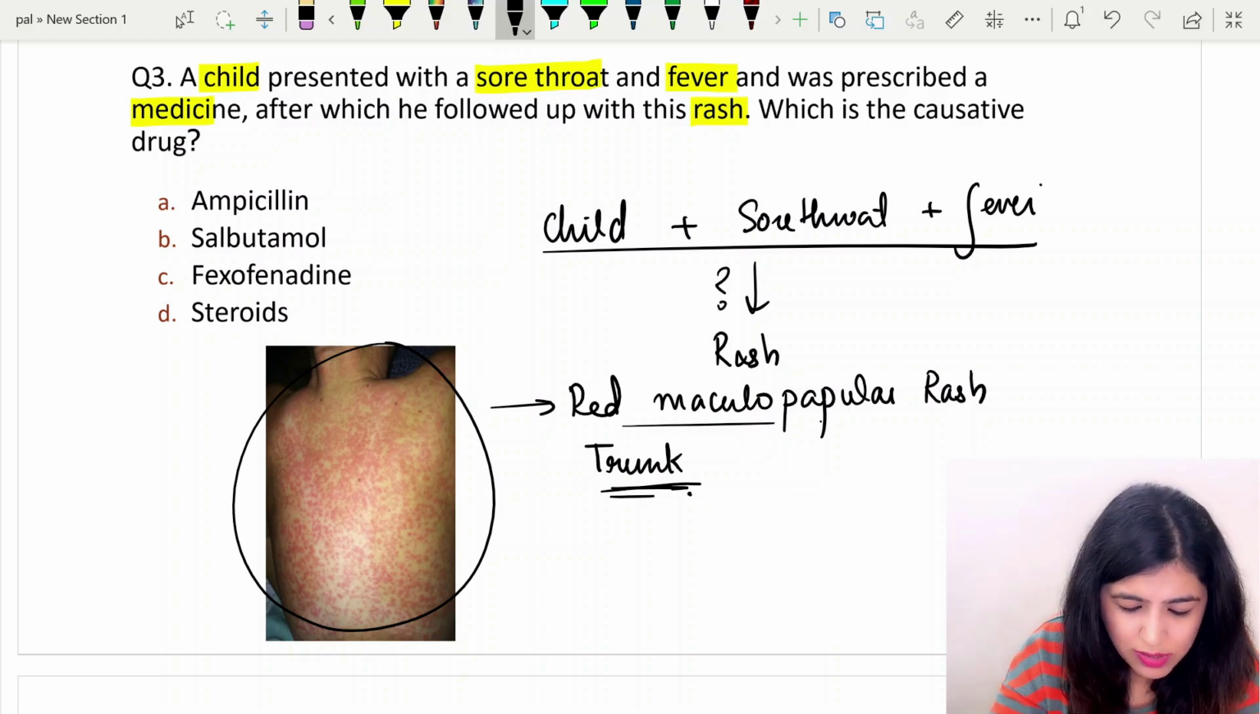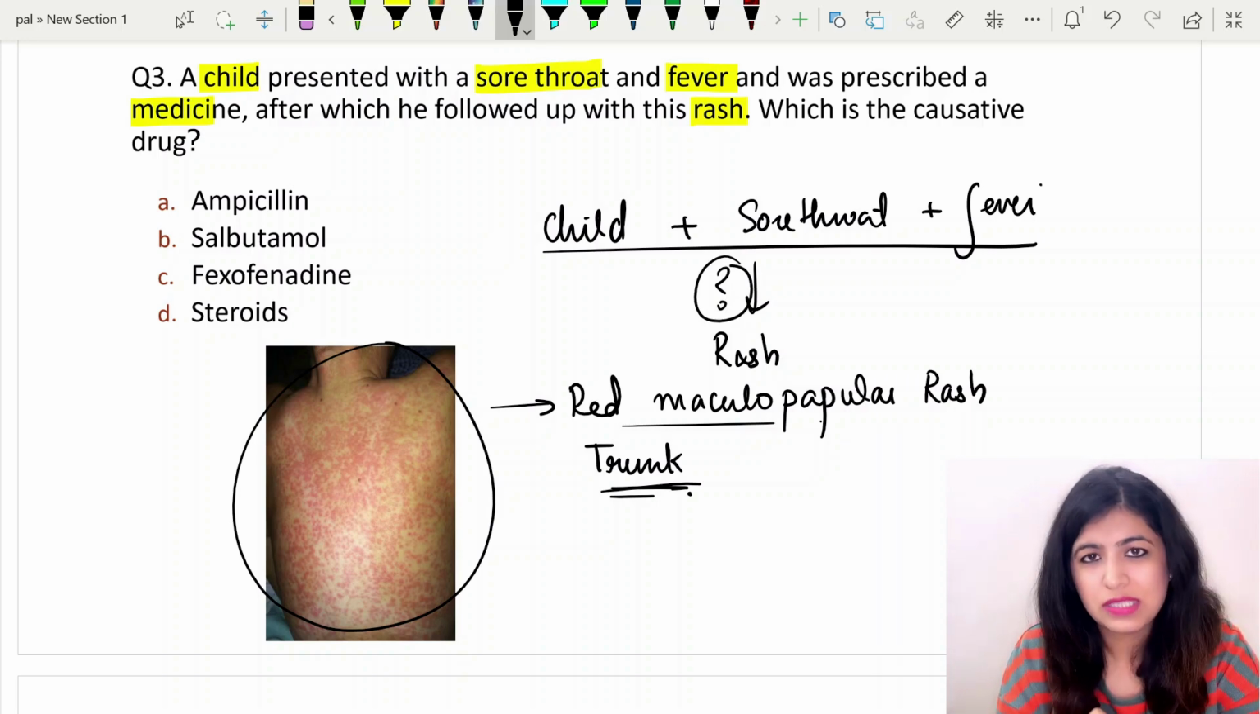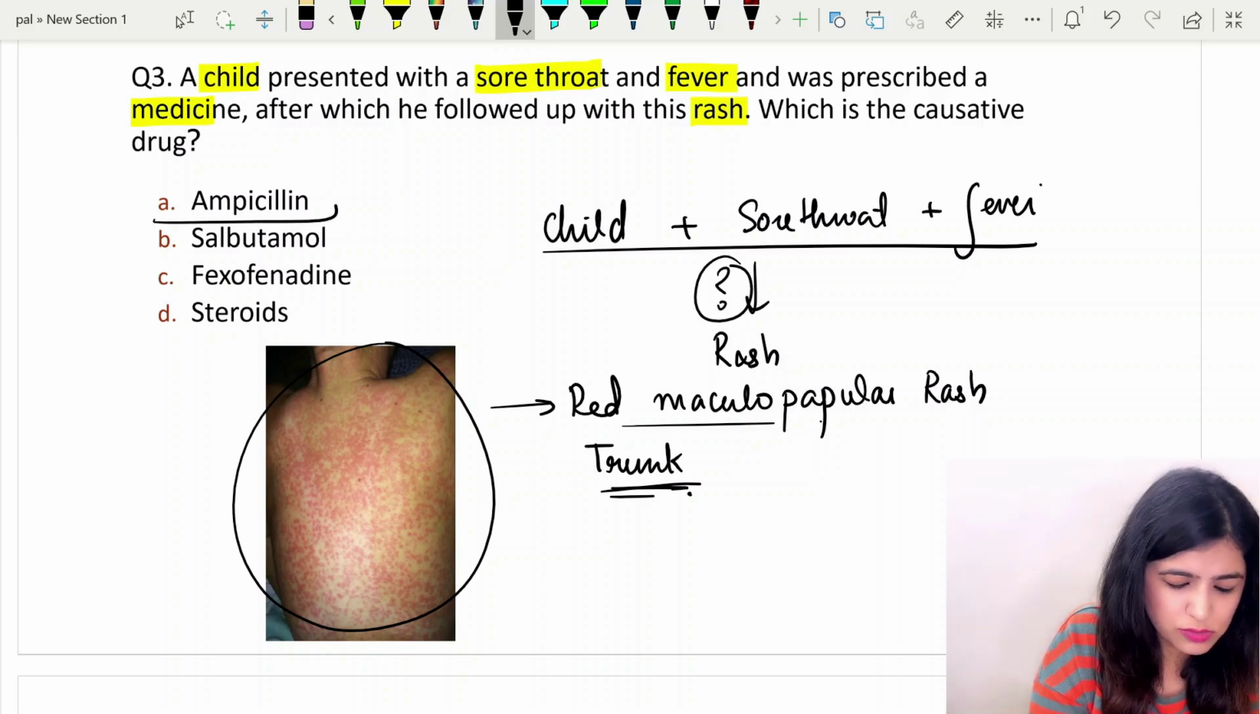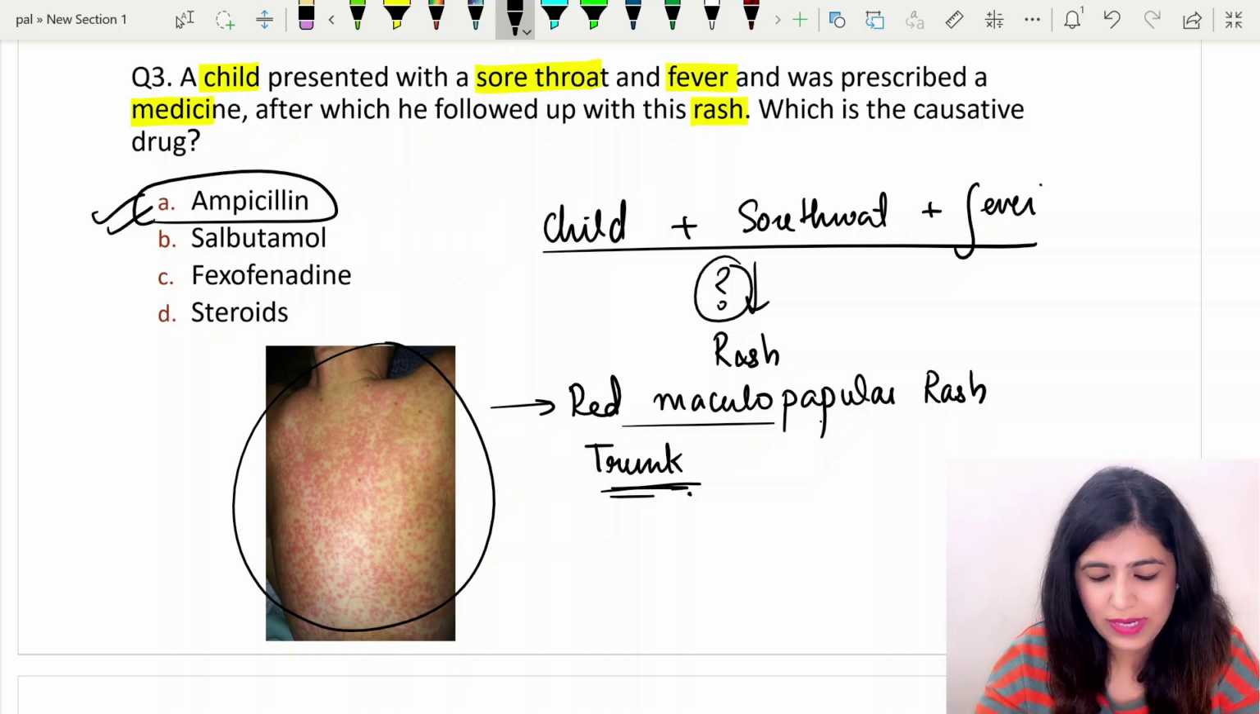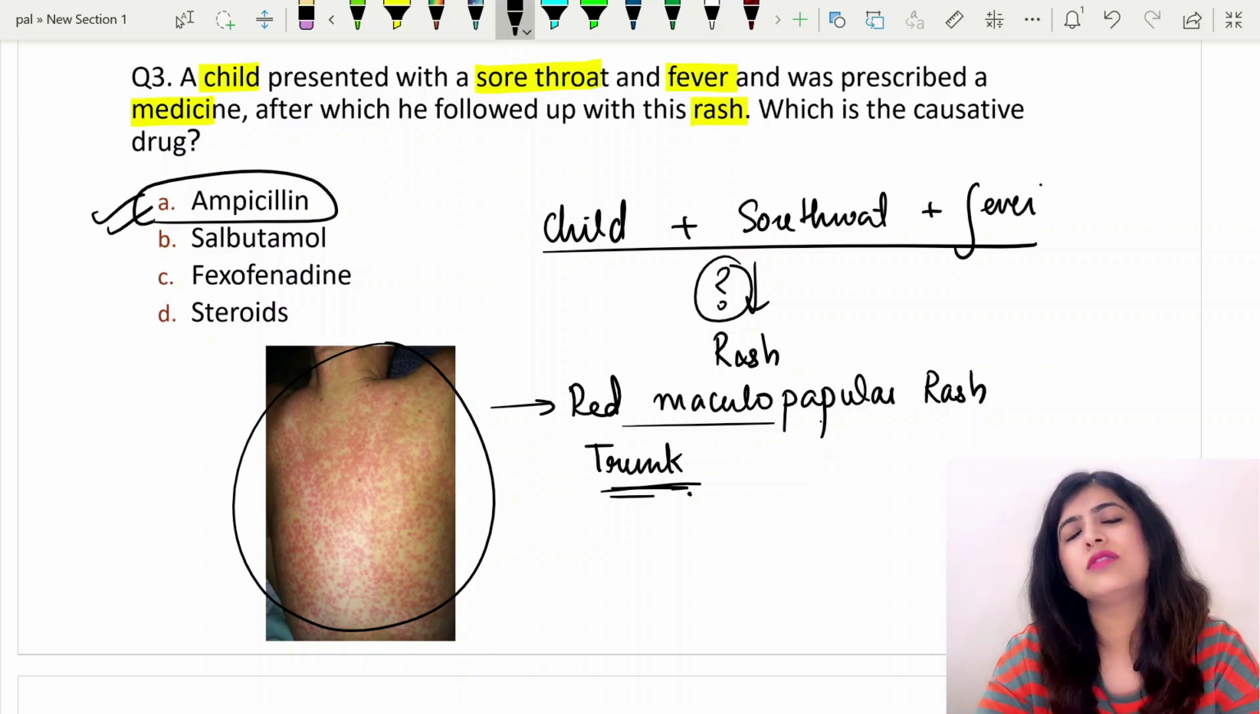What is the drug that has been given here? Yes, I know all of you know the answer. The answer to this is option A, that is ampicillin. It is quite a classical thing. You read it right from the second year.